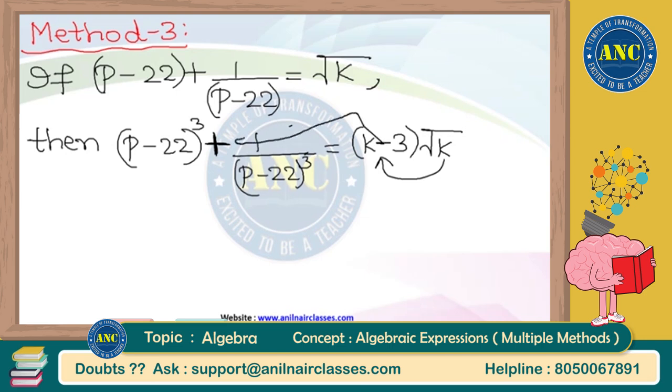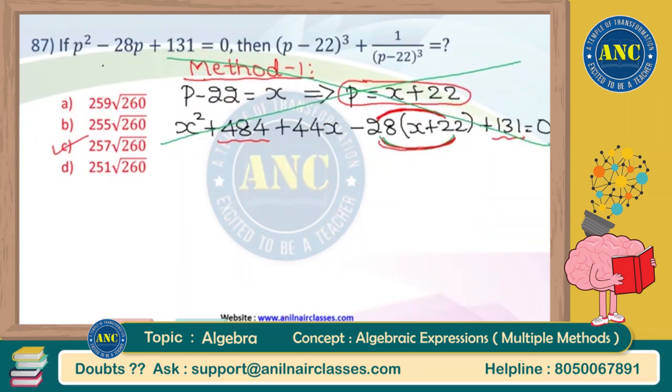Simple way of solving. That means in general terms, for this question I have told this, but generally if x plus 1 by x is equal to root k, then x cube plus 1 by x cube will be of the form root k into k minus 3. If you know this corollary or the notation, it is very simple. Root of 260, the multiplying factor should be 3 less than 260.